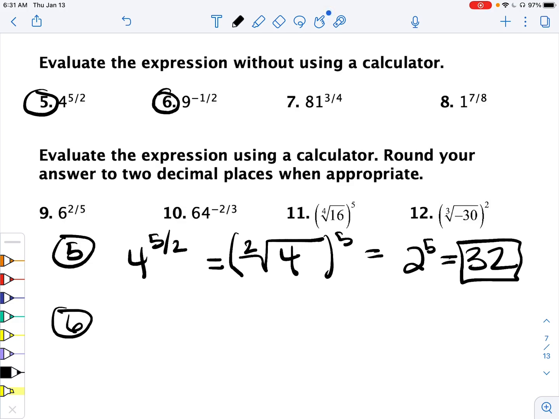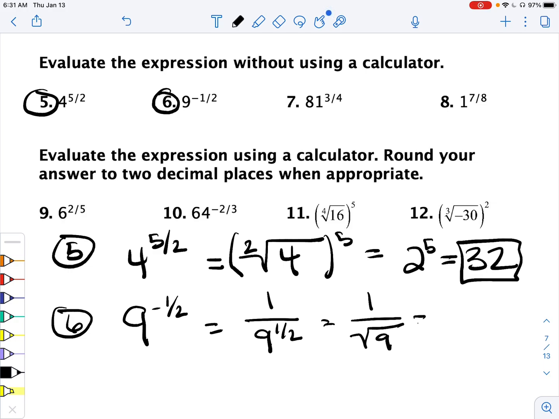And let's do number 6 with a negative. Remember, we're going to flip it. And I want you to get used to, anytime you see 1/2, it's always just going to be square root. Okay, that's a new thing. So that's going to be 1 over 3. Okay, lots of practice. That's how we're going to learn it.